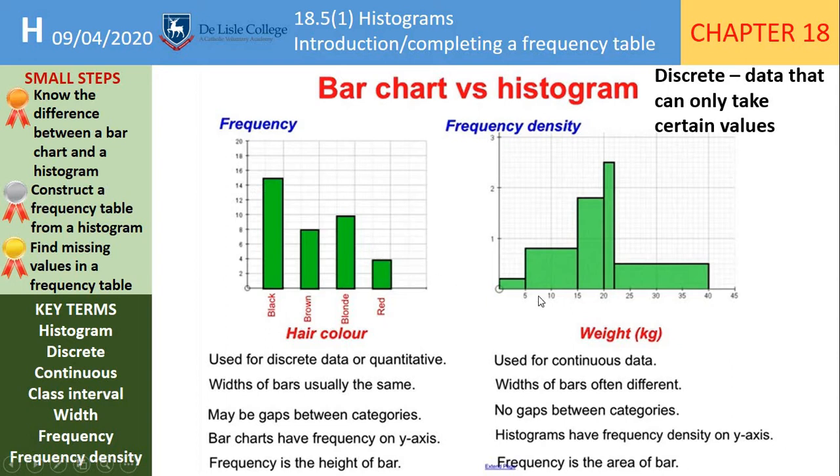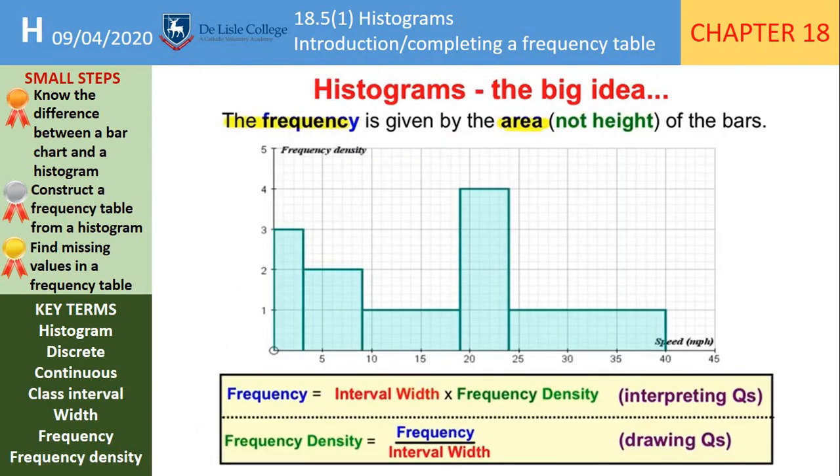So a histogram then, we use a histogram to represent continuous data. The widths of the bars are often different in a histogram. Notice there are no gaps between the bars. For a histogram, frequency density is labelled on the y-axis. And what we'll look at in a bit more depth is that the frequency is actually the area of each of the bars. So the big idea with histograms is that the frequency is given by the area and not the height of the bars. Pause the video and write this down.